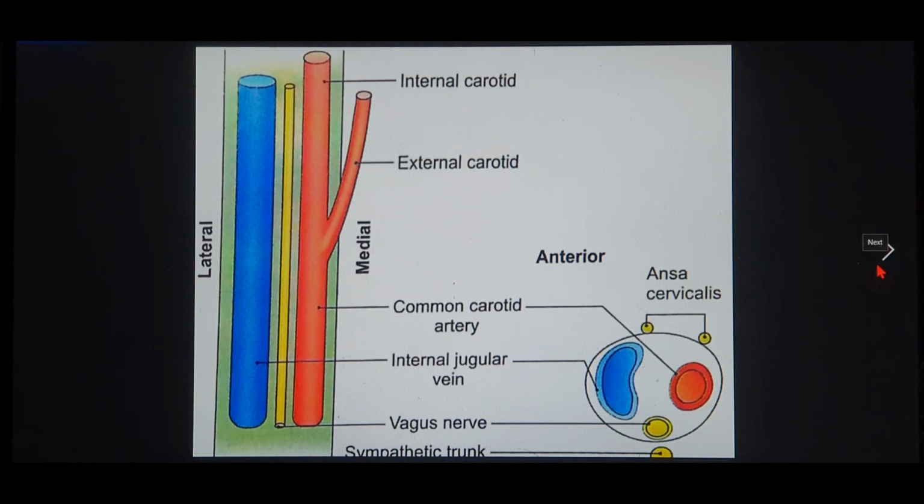Okay, so that is all about the cervical segment of the internal carotid artery. So if on an axial section of the CT or the MRI scan, you're seeing the artery, the internal carotid artery is always posteromedial to the external carotid artery. So that's one point you have to remember.